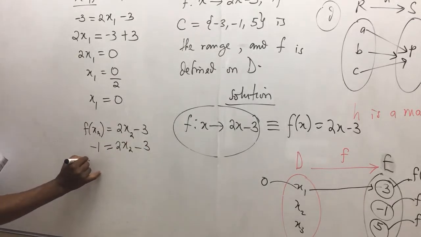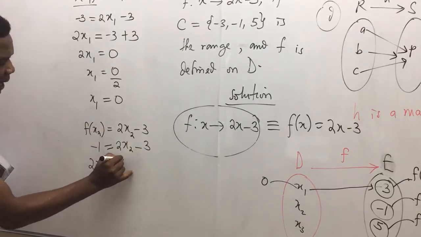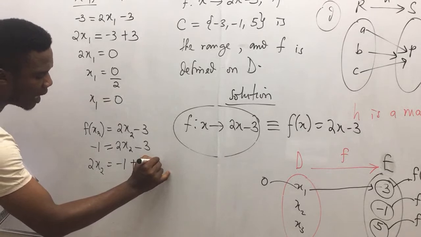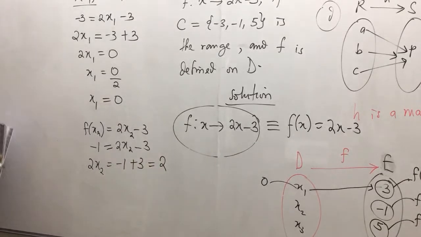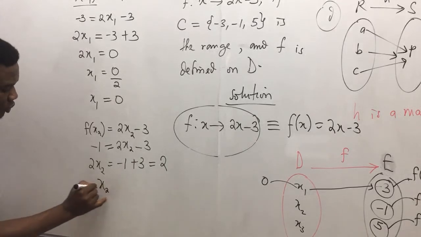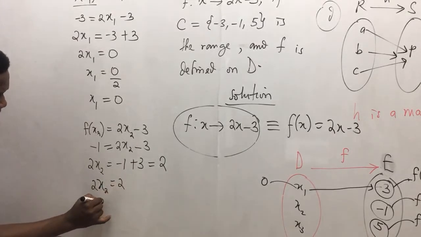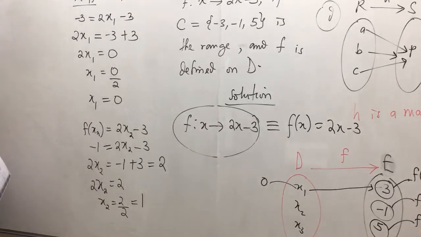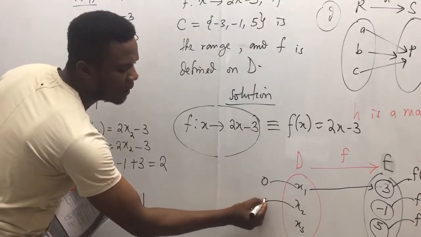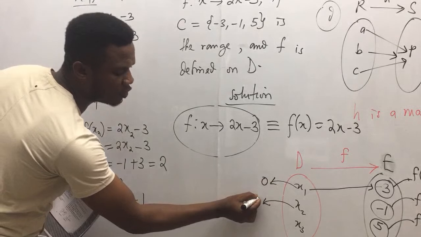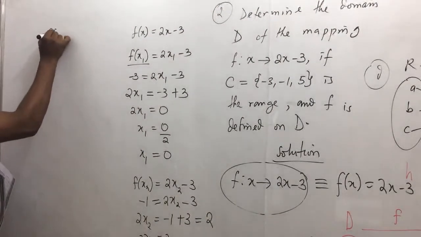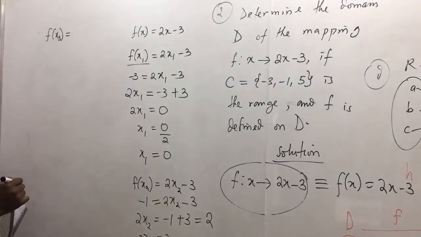That would imply that 2x2 will be equal to -1 plus 3, and -1 plus 3 is equal to 2. So 2x2 will be equal to 2, implying that x2 will be equal to 2 over 2, which is equal to 1. So you now have determined another element of the domain, and the next element of the domain is 1.